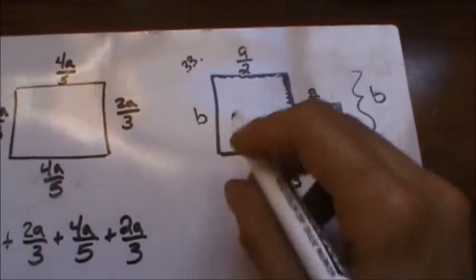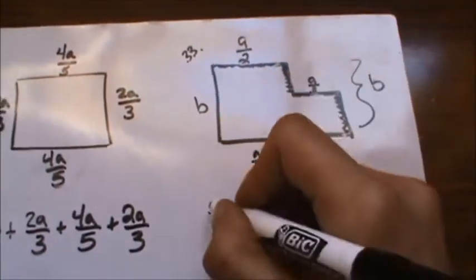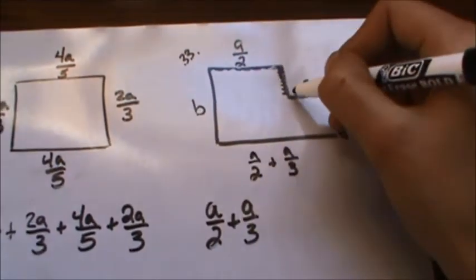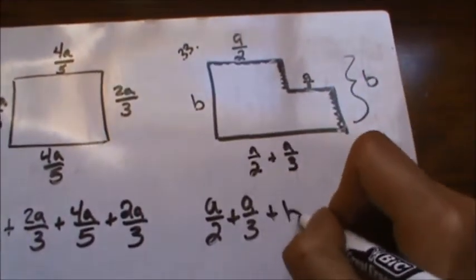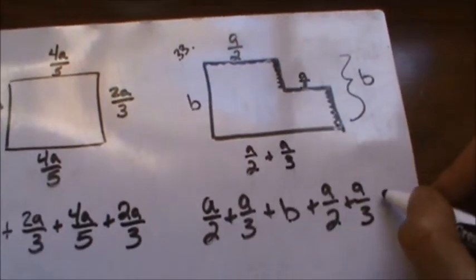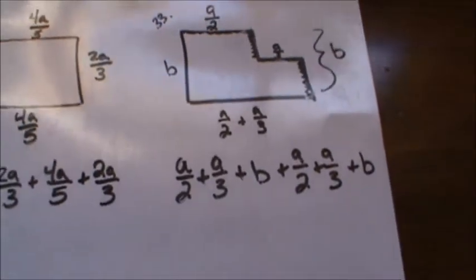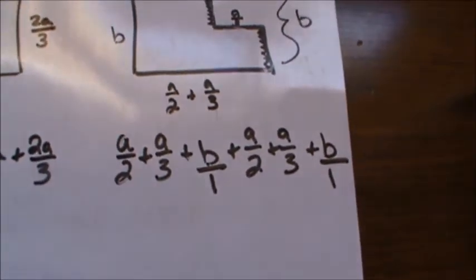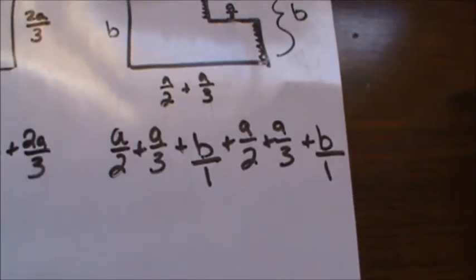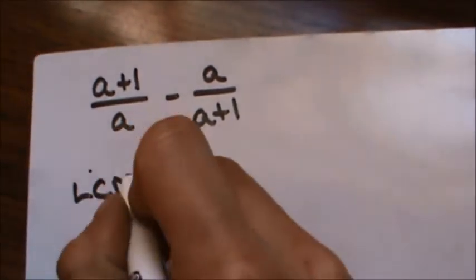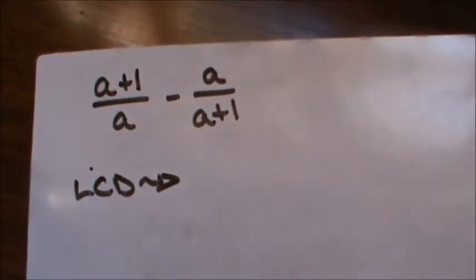So I can set up my perimeter equation now by saying, okay, a over 2 plus a over 3, that's this side and this side, plus b, plus a over 2 plus a over 3, plus another b. In order to add up all of these, you need to get common denominators. Another hint to you, put b over 1. Simplify. So I need to subtract these two fractions. Before I do that, I need to make sure they both have an LCD.